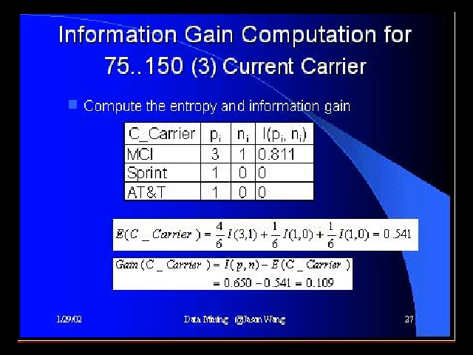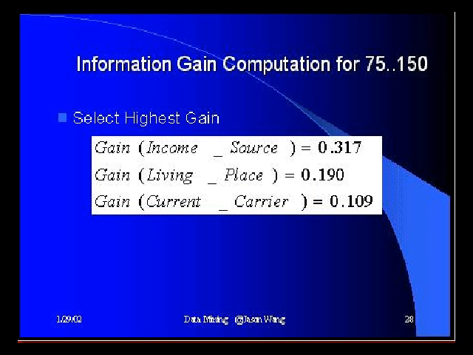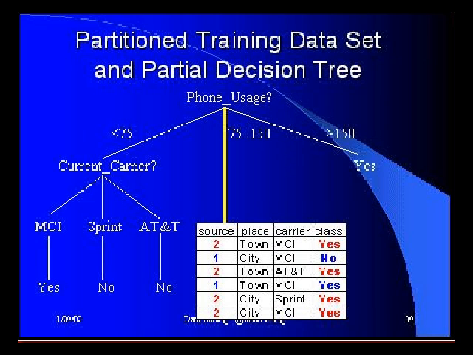With respect to that smaller, reduced training database along the second branch. So these are the information gains for the 3 remaining attributes in the middle branch of the decision tree. Which attribute has the highest information gain in this particular example? Income source turns out to have the highest information gain. So I decide to select income source.